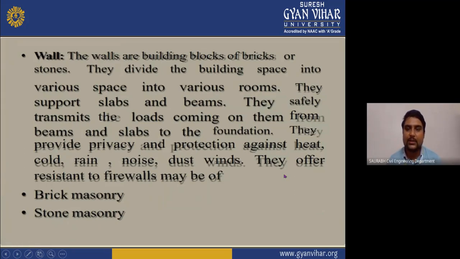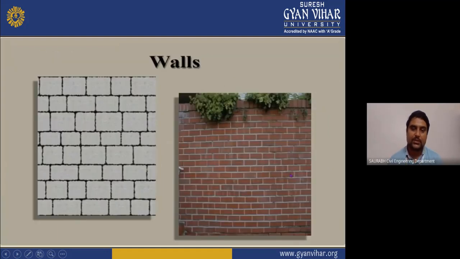The walls of the building, made of bricks or stone, divide the building space into various rooms. They support slab and beam. They safely transmit the load coming from the beam and slab to the foundation. They provide privacy and protection against heat, cold, rain, noise, dust, and wind. They offer resistance to fire, and may be brick masonry or stone masonry. So this is the image of a wall, as you can see.